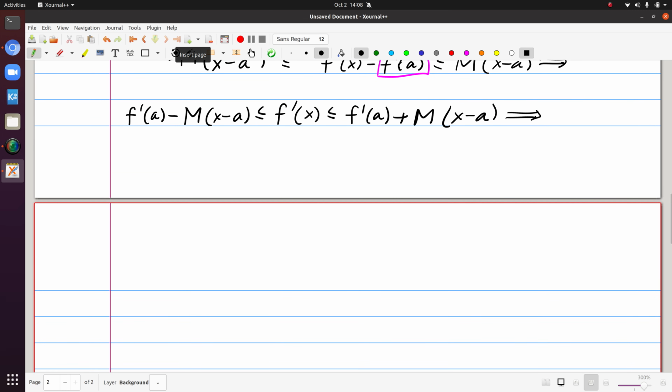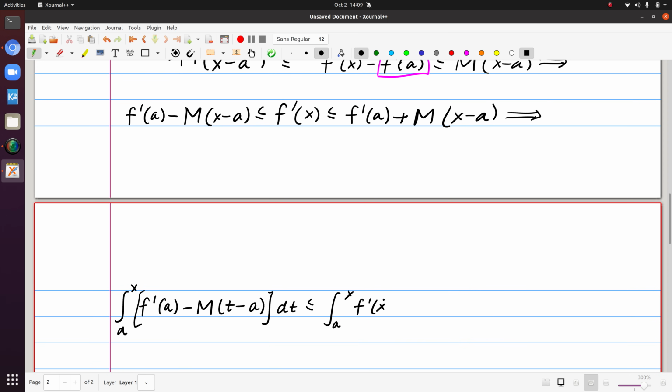this tells me then that if I integrate the f prime of a minus M times t minus a from a to x, then it follows that that would be less than or equal to the integral from a to x of what's in the middle, f prime of t. And that is bounded above by the integral from a to x of f prime of a plus M times t minus a.